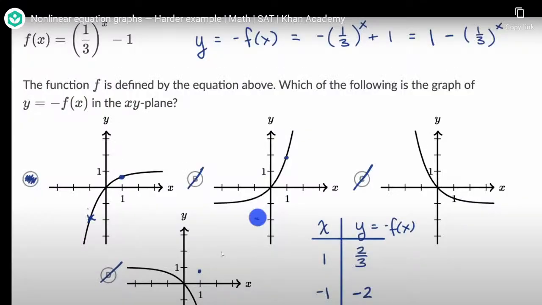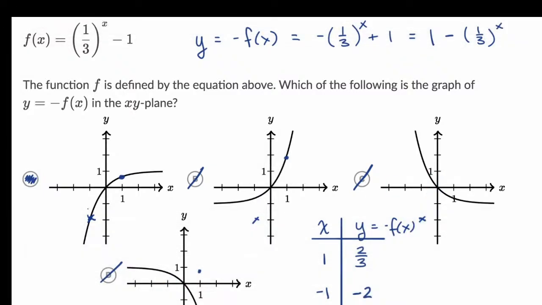I didn't expect this at all. The graph doesn't go through there. (-1, -2) doesn't go through there. So we really like choice A.